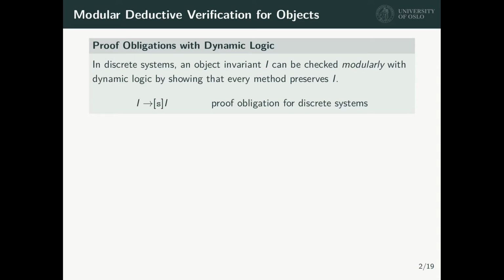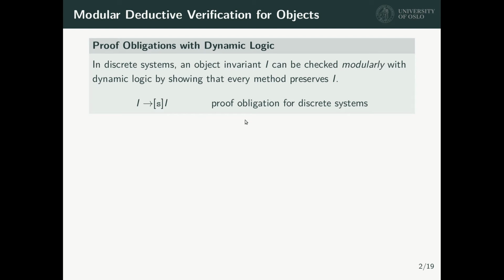So here's one example of how this is done in an object-oriented setting. We have some object, it has some methods, and you want to prove that the object has the invariant I. So how do we do this? For example, in dynamic logic, we can use a formula which says: I assume that the invariant holds, then I execute the body of my method, which is the statement S, and then I have to prove that the invariant still holds afterwards. This is, simplified of course, how proof obligations for a discrete system work.